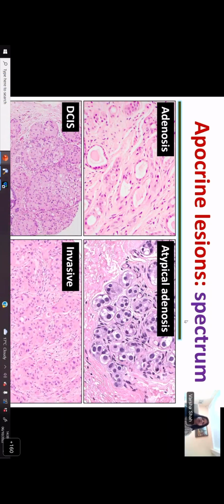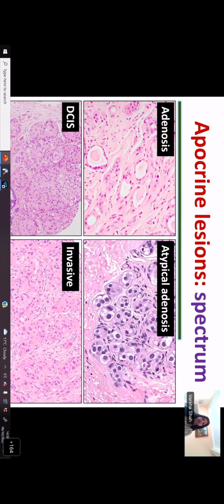And within the apocrine lesions, we have a spectrum. So we have simple apocrine adenosis, atypical apocrine adenosis, DCIS, and invasive carcinoma. Between simple adenosis and atypical adenosis, the nuclei become atypical. They are almost 3 times the size of the lymphocyte. Sometimes it is pretty difficult to differentiate atypical adenosis from apocrine DCIS.